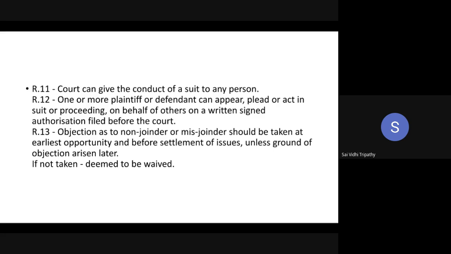Next is rule 13. As we have read, objection as to non-joinder or misjoinder should be taken at the earliest opportunity and before settlement of issues, unless the ground of objection has arisen later. So if you want to object that a necessary party or proper party has not been joined, or has been misjoined, that objection has to be taken at the earliest opportunity, whenever you came to know about this.